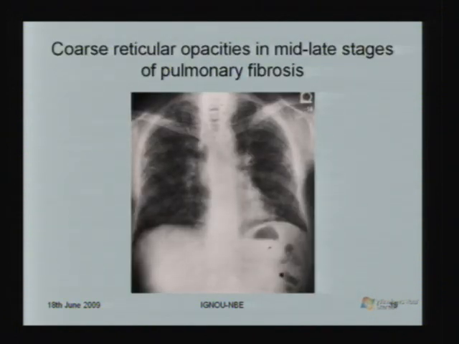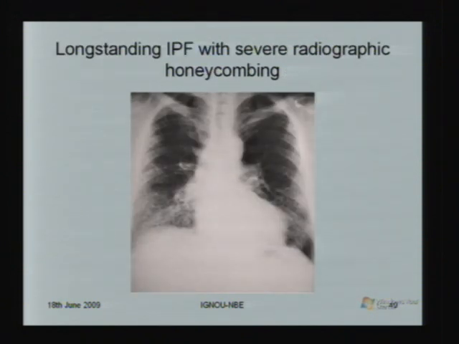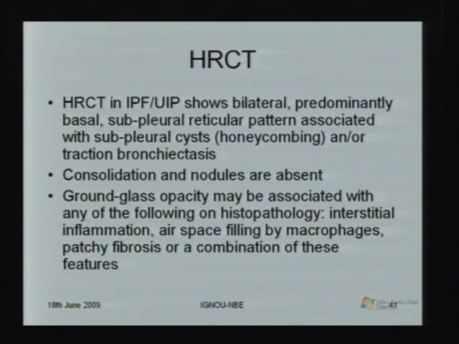This is an X-ray from a patient which shows coarse reticular opacities in the mid to late stages of pulmonary fibrosis. Another patient with COPD, and please note the hyperexpanded lung fields in this patient. He has a comorbid COPD. This is long-standing IPF with severe radiographic honeycombing seen mainly in the mid and lower zones.